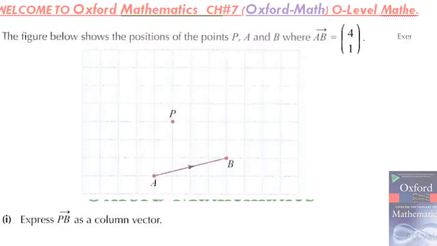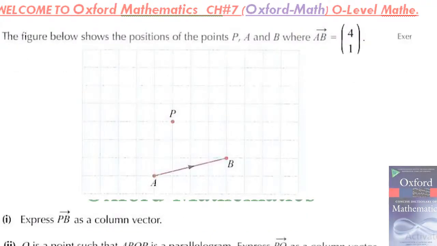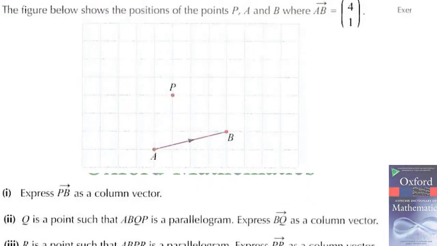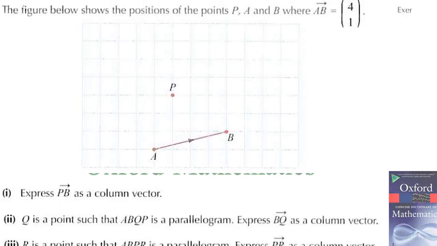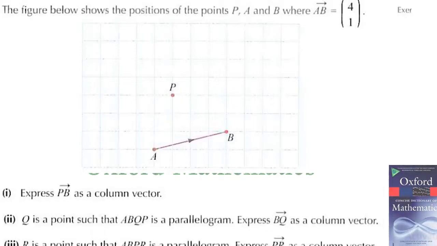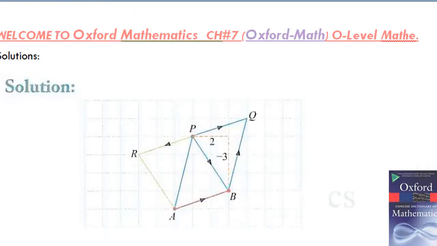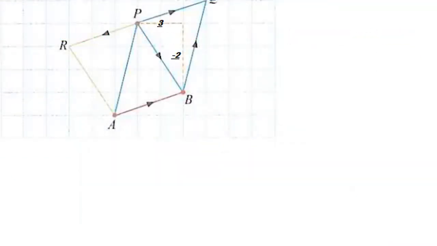Express PB as a column vector. Now this is the question: how can the vector PB be defined? Q is a point such that ABQP is a parallelogram. R is a point such that ABPR is a parallelogram. Express PR as a column vector. Now we can start its solution. Now this is a parallelogram. Here x and y, we can change the parallelogram.